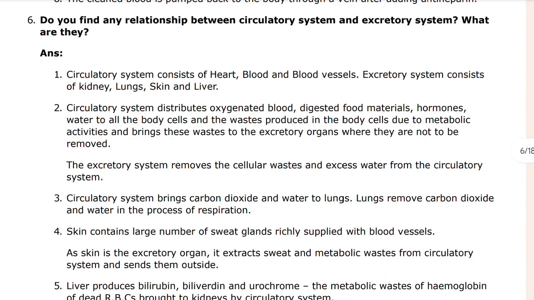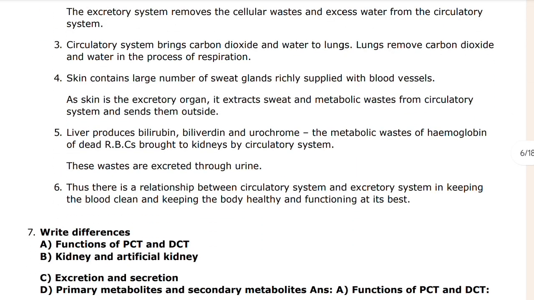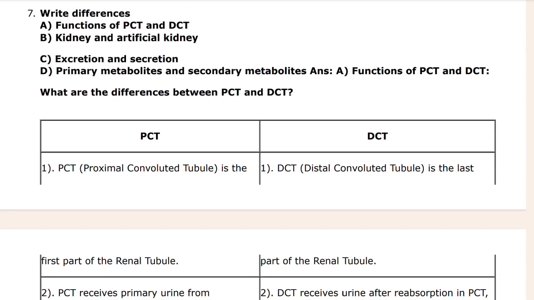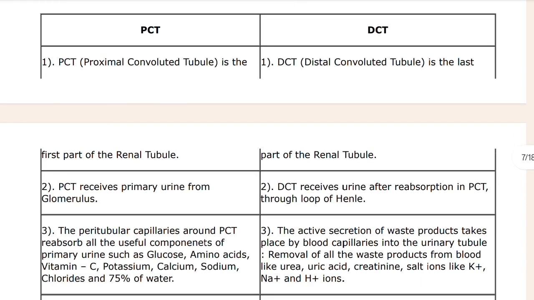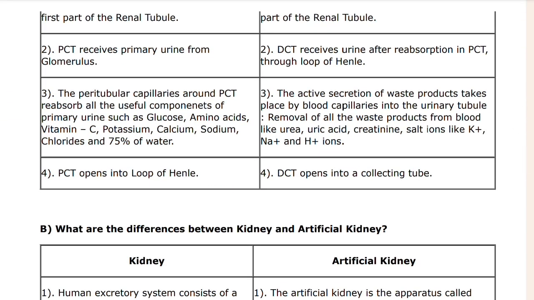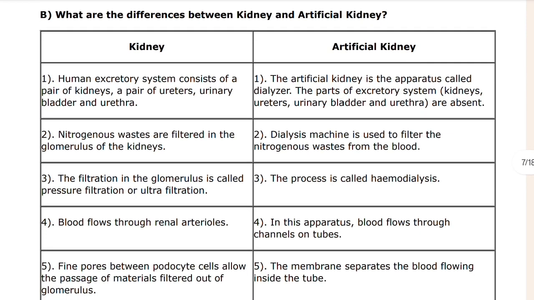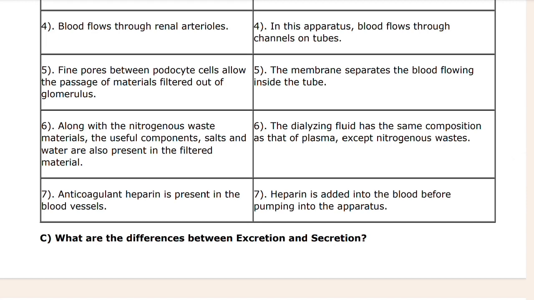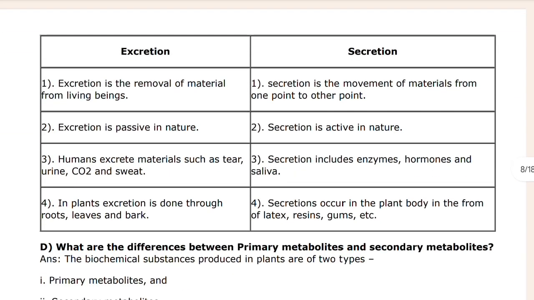Then look at the sixth one. After that, write the different functions of PCT and DCT, kidney and artificial kidney, and the primary method and secondary method. The primary method is dialysis, and the secondary is that we have to change the whole kidney. This is a long process, I think. Kidney and artificial kidney, excretion and secretion are given.